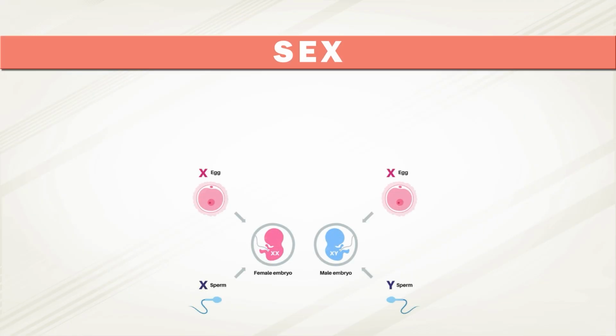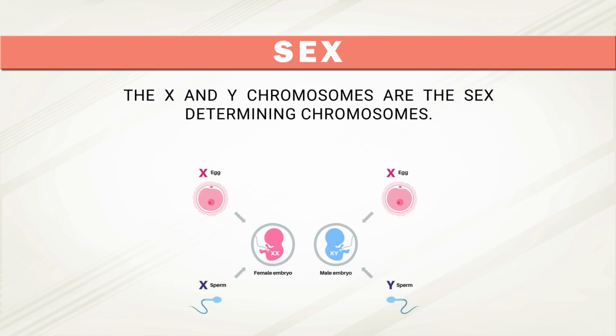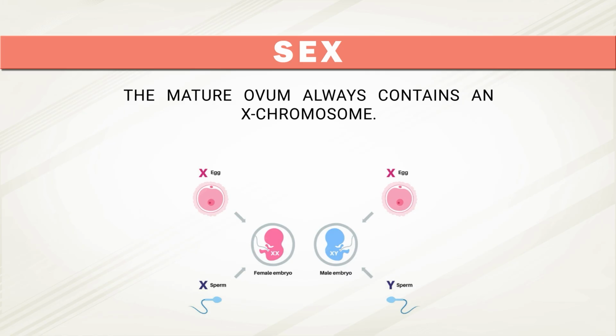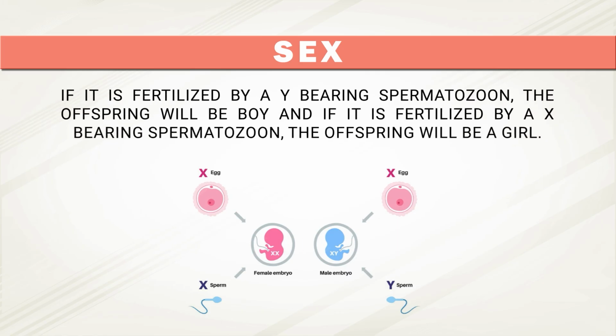Now, let us go to the second important point, that is the sex. The X and Y chromosomes are the sex determining chromosomes. Now, the mature ovum always contains an X chromosome, and if it is fertilized by a Y-bearing spermatozoon, the offspring will be a boy. That is, X and Y chromosomes give birth to a boy. And if it is fertilized by an X-bearing spermatozoon, the offspring will be a girl, and that is what is known as the XX chromosomes.